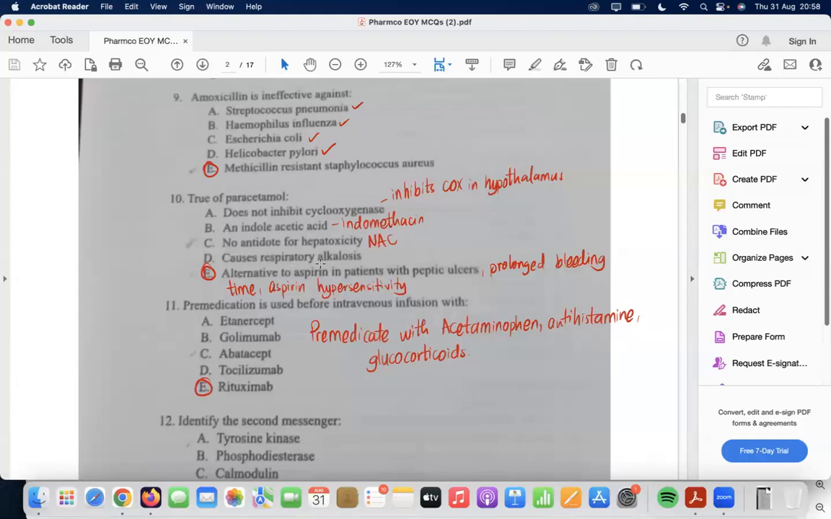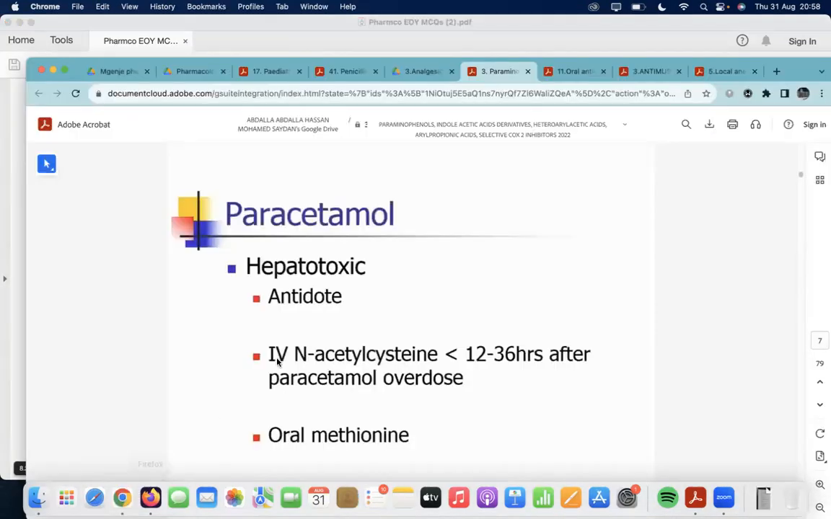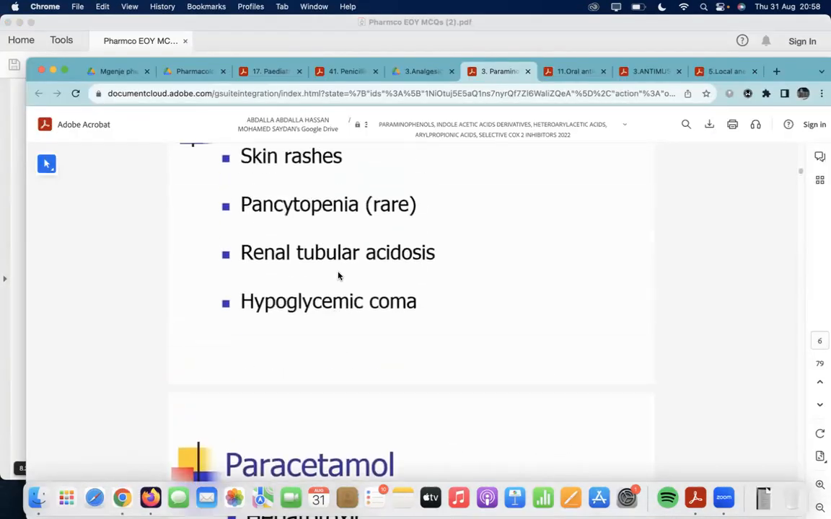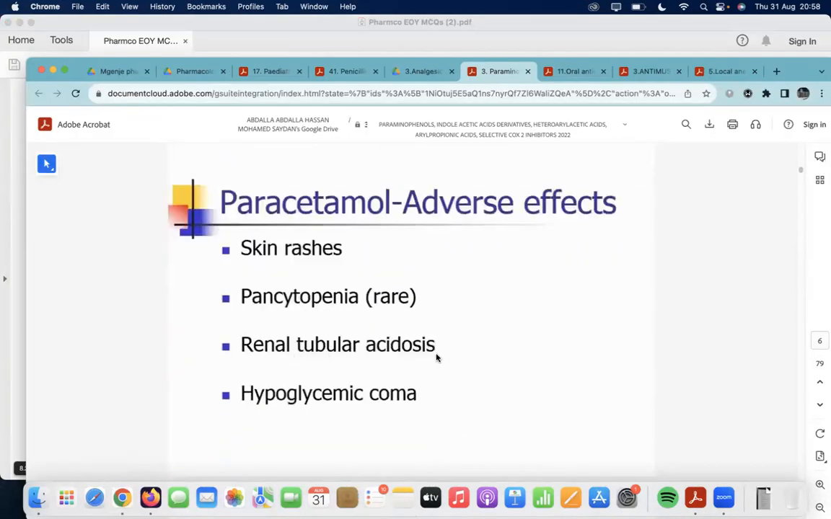Causes respiratory alkalosis. It doesn't. It causes renal tubular acidosis. So paracetamol causes renal tubular acidosis, together with pancytopenia, diarrhea, hypoglycemic coma, and skin rashes.